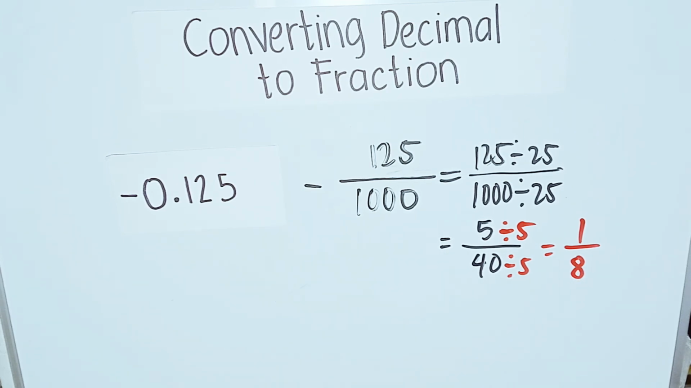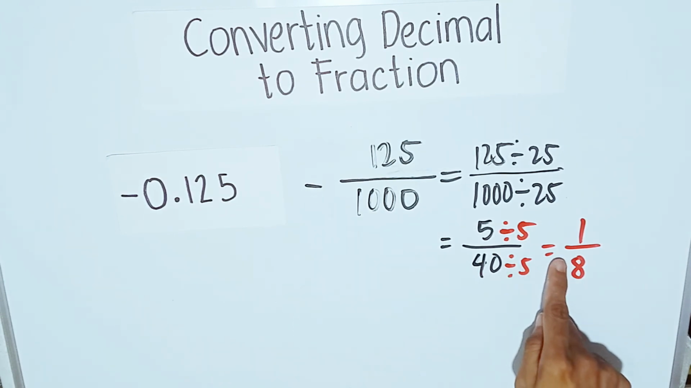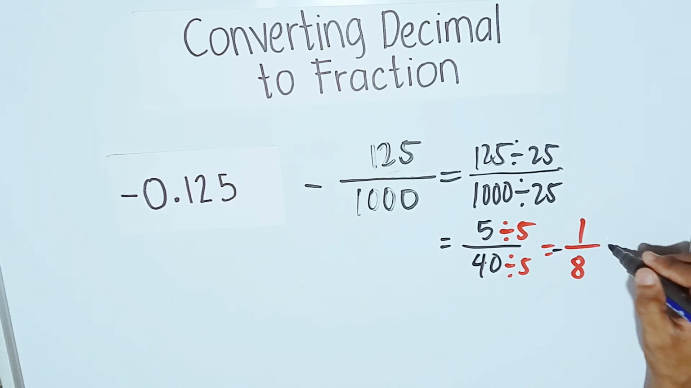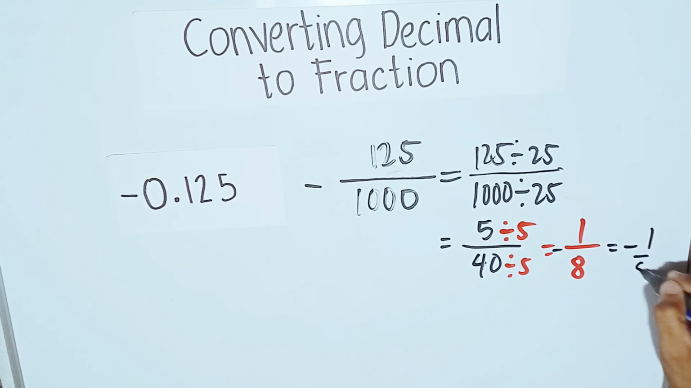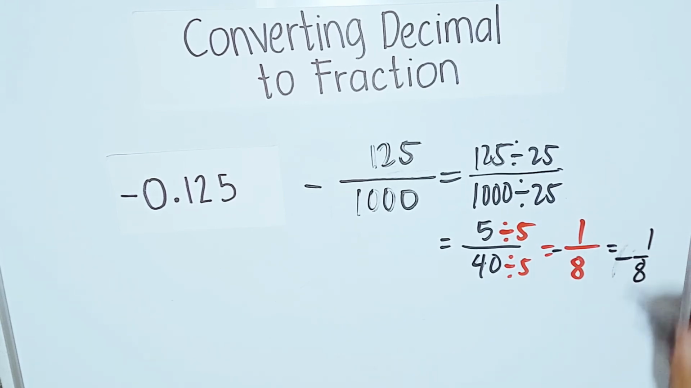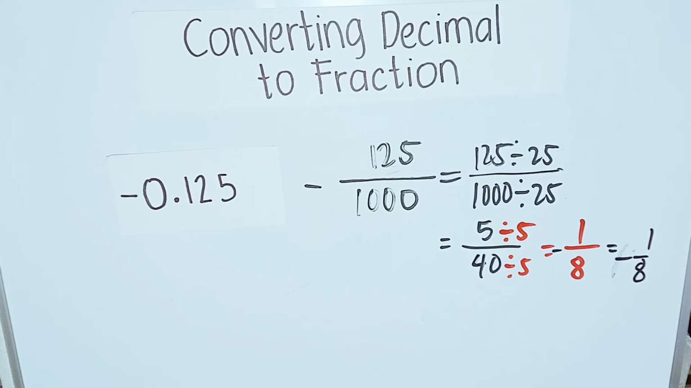Pero hindi natin kakalimutan dapat yung negative. So yung negative na yan, ilalagay natin sa unahan ng 1 over 8 na yan. So meron tayong negative 1 over 8. So meron tayong sagot na negative 1 over 8. O sa gitna po yung negative natin. Ganun lang po kadali yung converting decimal to fraction using terminating decimals. Ngayon, papunta na tayo sa non-terminating decimals.